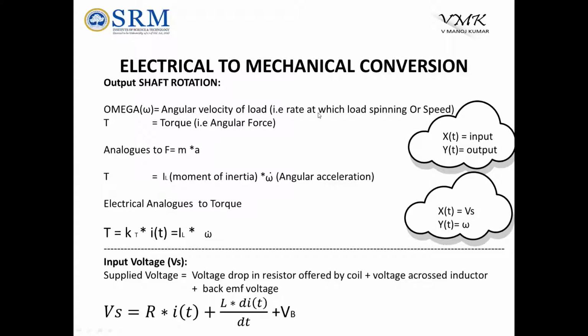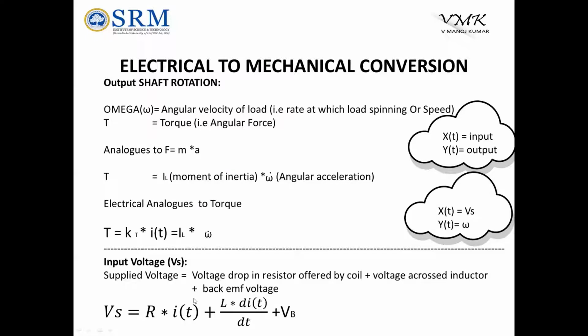So what is VS? VS is the input supply voltage, and the input supply voltage should be equated to the drop of voltage in the complete circuit. The voltage drops happen because of the resistance offered by the coil. Resistance is nothing but V is equal to IR, so I'm going to write it in the form of R into I of T.